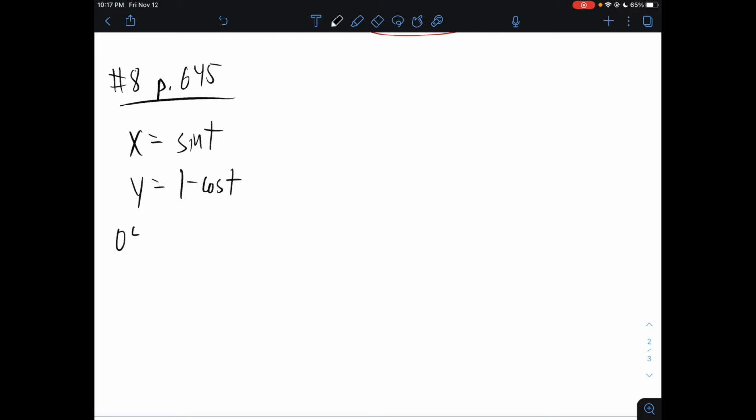So, to start with, we're going to look at number 8 on page 645. What we're given in number 8 is x is a function of t, it's sine of t, and y is also a function of t, 1 minus cosine t, and we are given that t goes from 0 to 2 pi. And the directions are, let's sketch the curve that's associated with this.